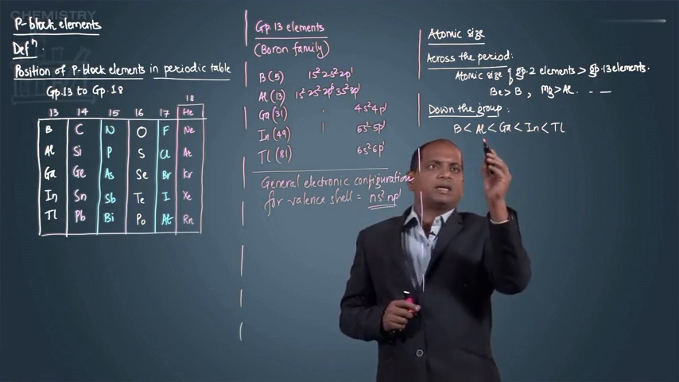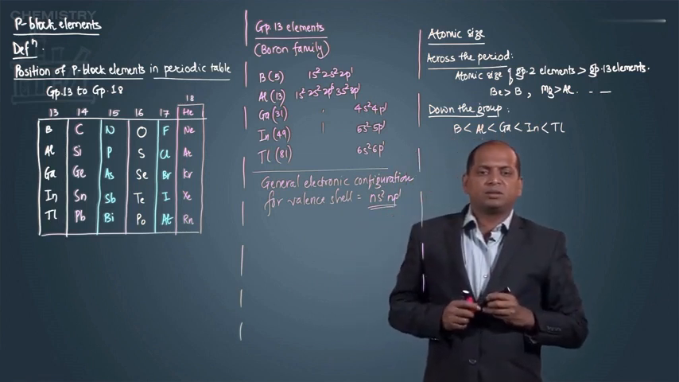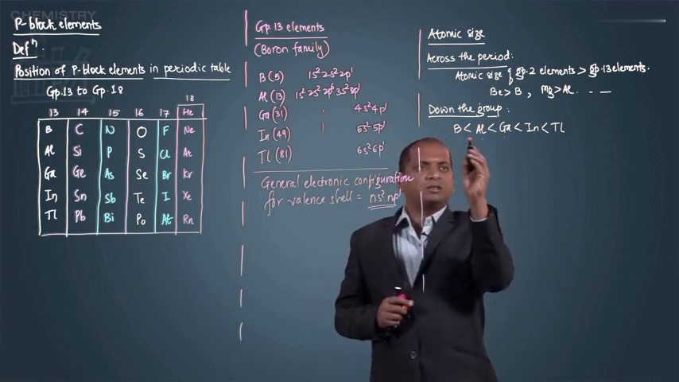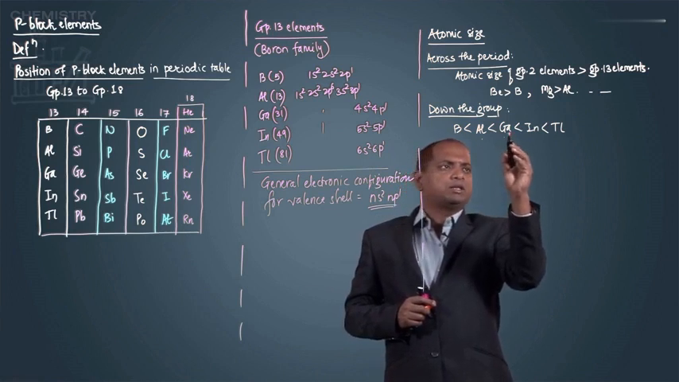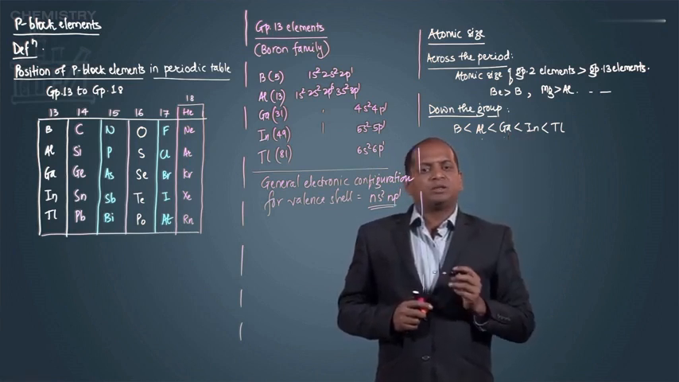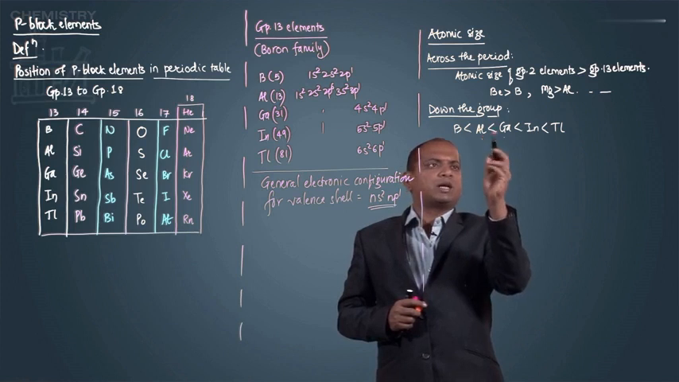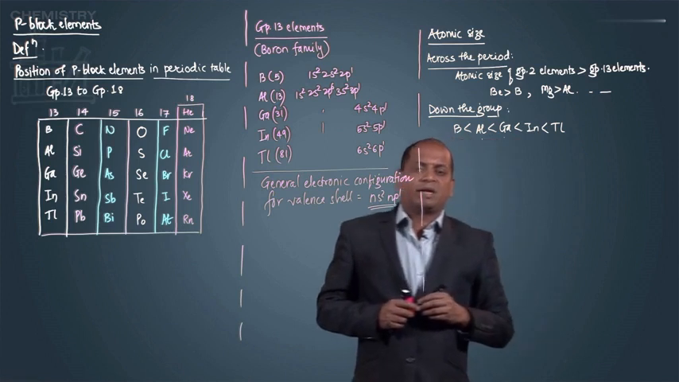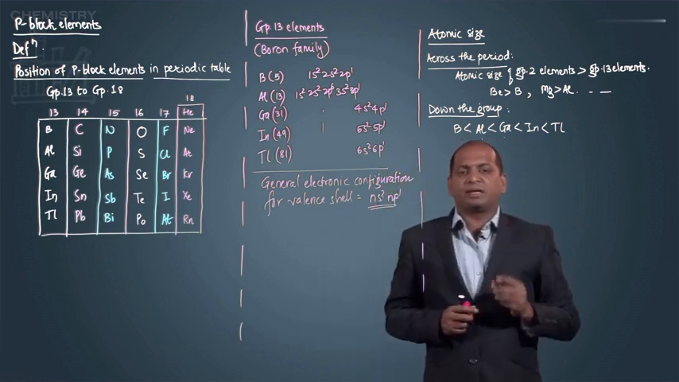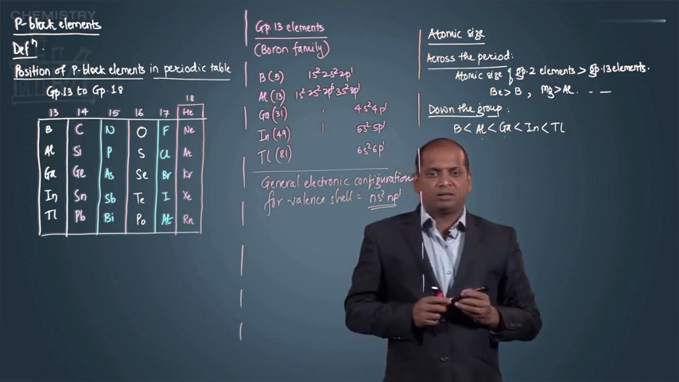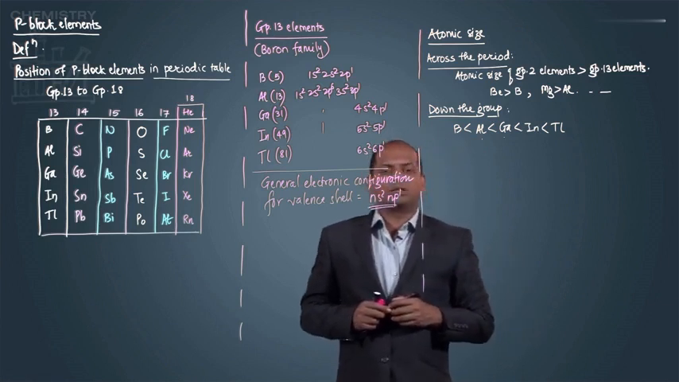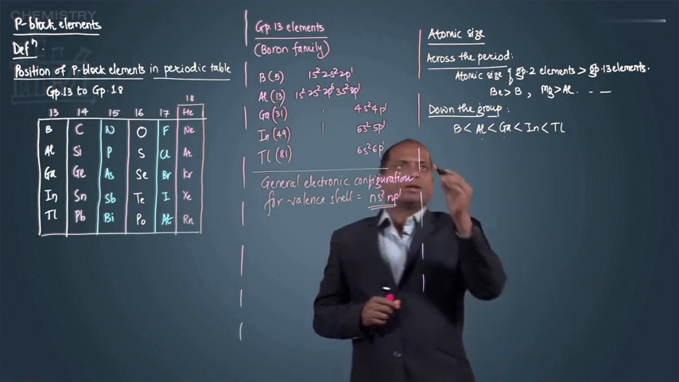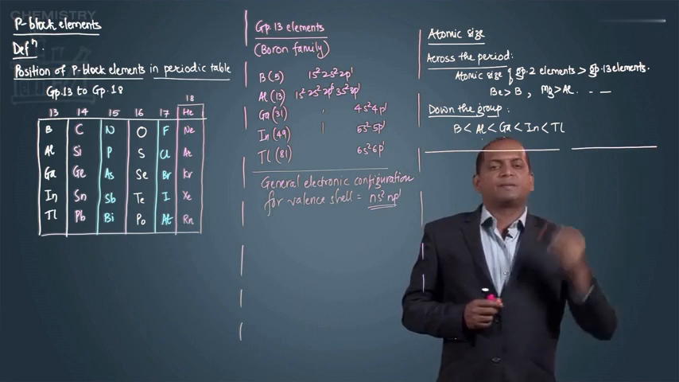Observe the size of aluminium and gallium. There is not much variation. The change between boron and aluminium, and the change between gallium and indium, is not similar to the change observed between aluminium and gallium. It is because of the introduction of d orbital in gallium. So this is the general trend: the atomic size of boron is the smallest one and thallium will be the largest one. So this is about the atomic size.